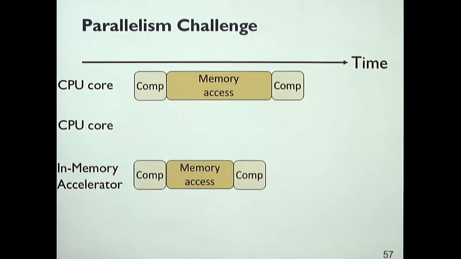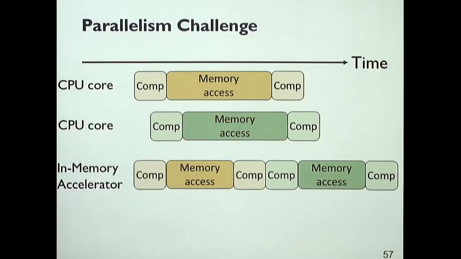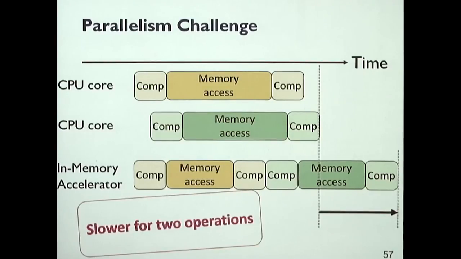But the problem is if you have many, many of these traversals, let's say you design a database engine, and you're doing many traversals at the same time. If you have multiple CPU cores, you can overlap the memory accesses. It's memory level parallelism, right? Or multiple CPU threads. But if you have an in-memory accelerator that doesn't support parallelism, you would lose performance, right? So you need to be careful in designing your accelerator. And this is true for any accelerator, actually. It's always good to think about.